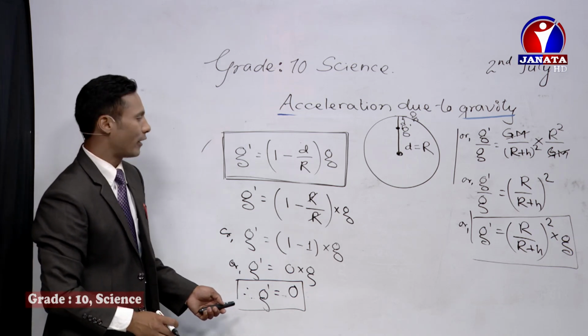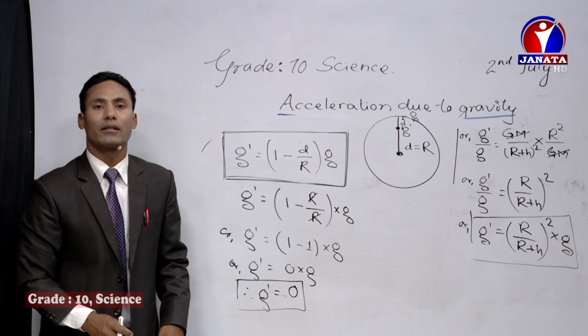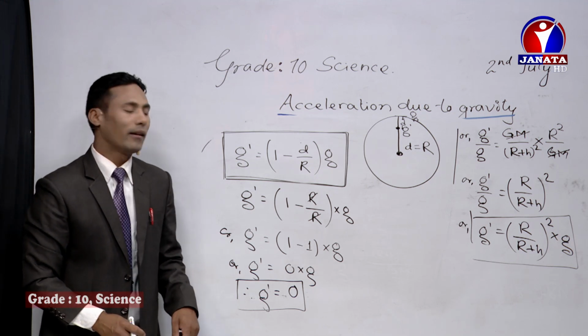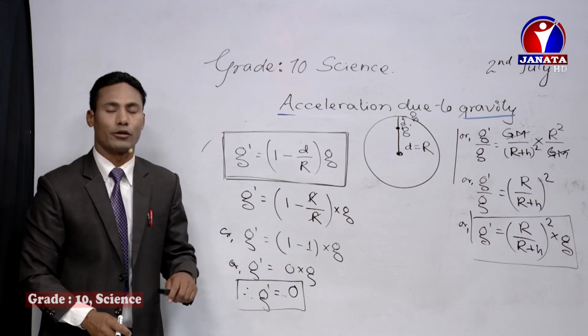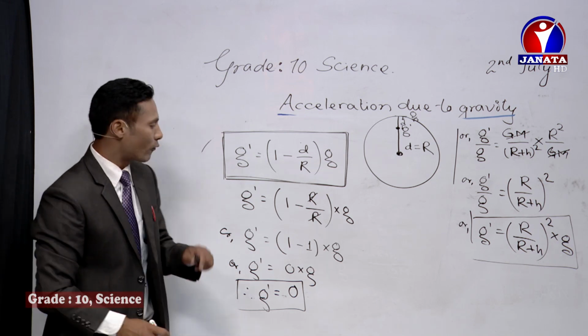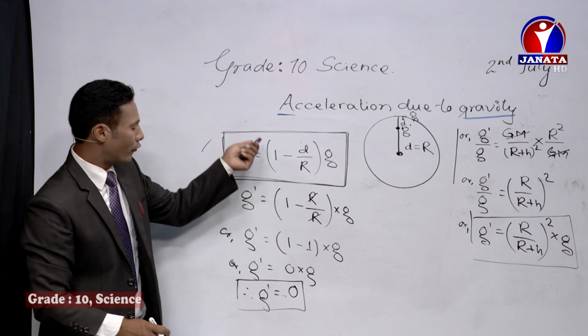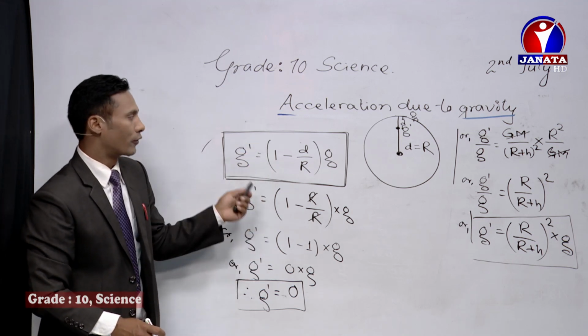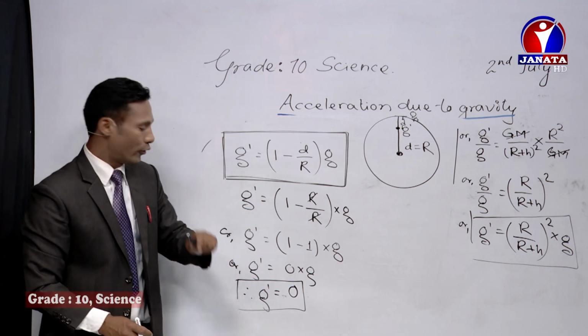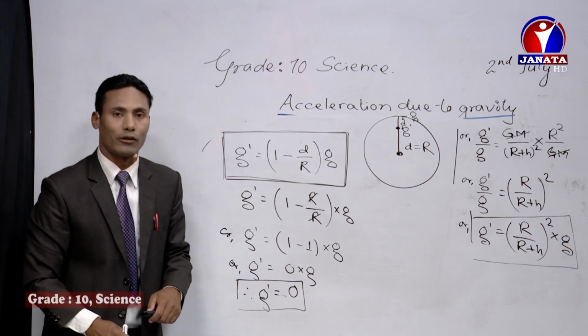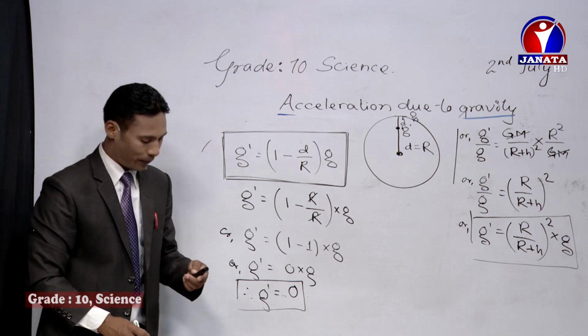Acceleration due to gravity at the center of earth is 0. The question may come: at which place of the earth is the acceleration due to gravity 0? Then at the center of the earth the value is 0. And why the value is 0, I have derived this. So you can follow this procedure for answering the question of why the acceleration due to gravity is 0 at the center of the earth.